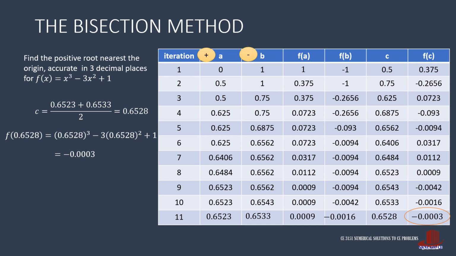With f of c reaching the accuracy required, we take the x-intercept as 0.6528.